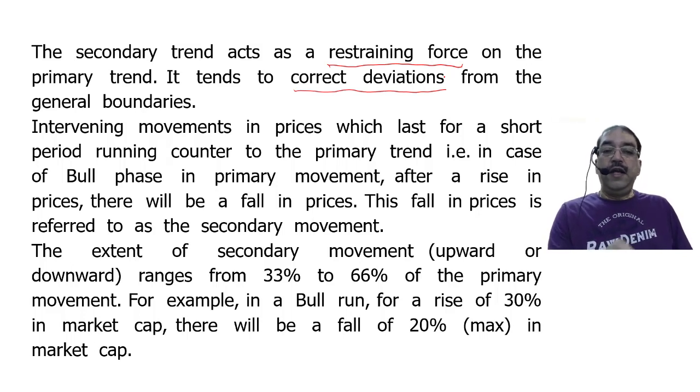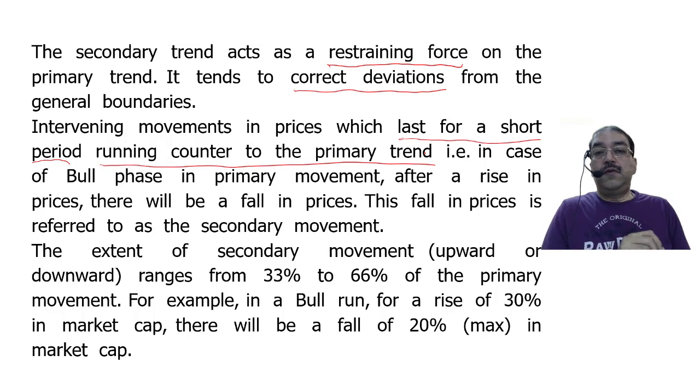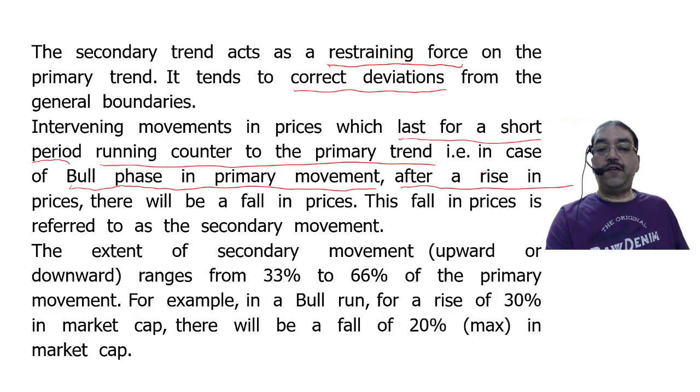Correct deviations, intervening movements in prices which last for a short period. It is not a long-term situation, but it is running counter to the primary trend. That means it is along with the primary trend. It is not separate. It is along. So in a bull phase, meaning an increasing phase, in primary movement, after a rise in the prices, there will be a fall in the prices. This fall in the prices is called a secondary movement.